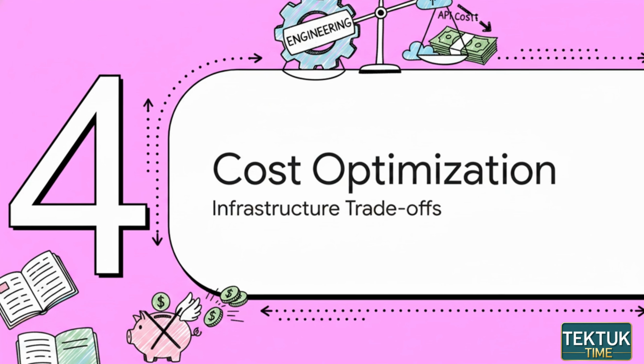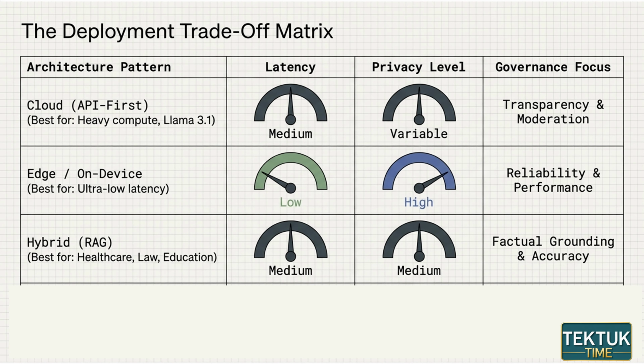Section 4. Infrastructure and Cost Optimization. Take out your notebooks for this one, because understanding these deployment trade-offs is exactly what will keep your startup from going bankrupt from exorbitant API costs. Building a system means making hard choices.